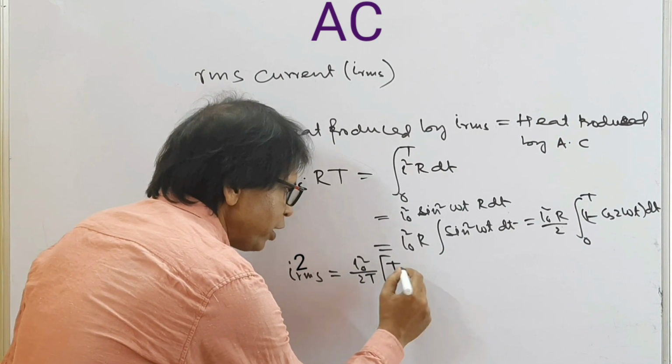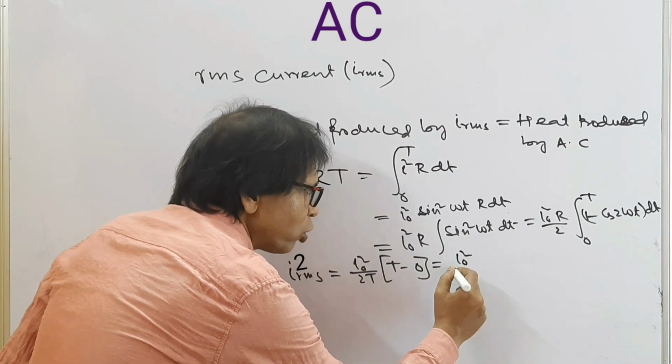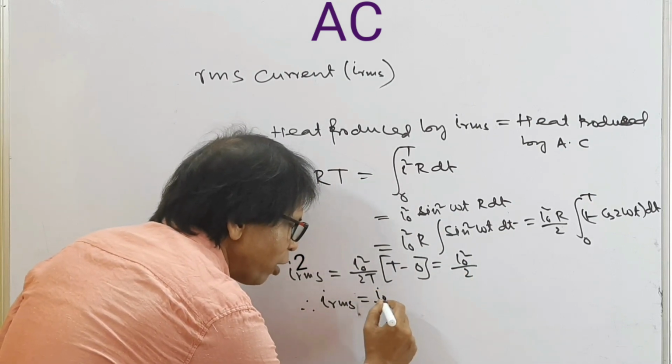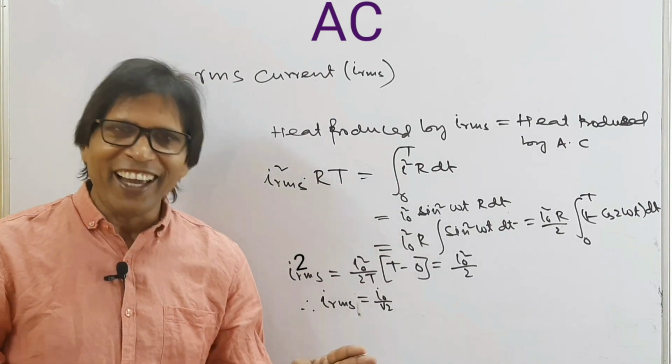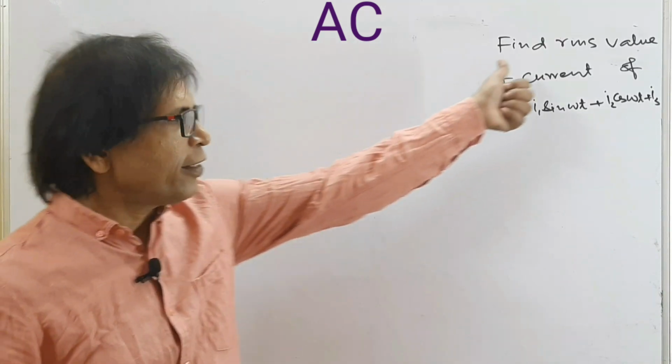So this integration is t minus 0. So this is the I naught square by 2. Therefore IRMS equals I naught by root 2. Okay? Now next. Look at this.